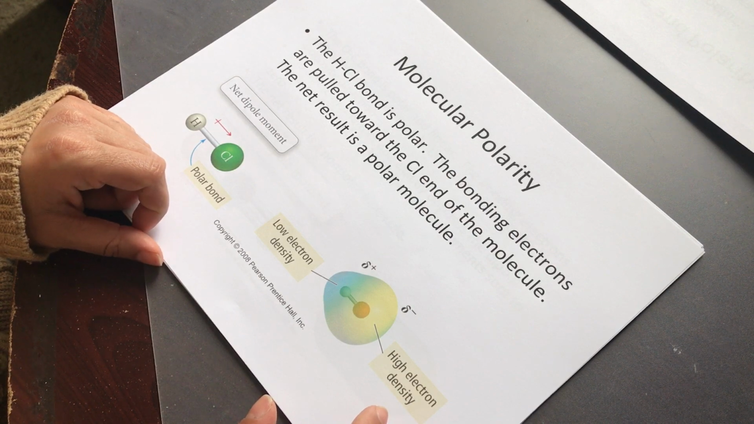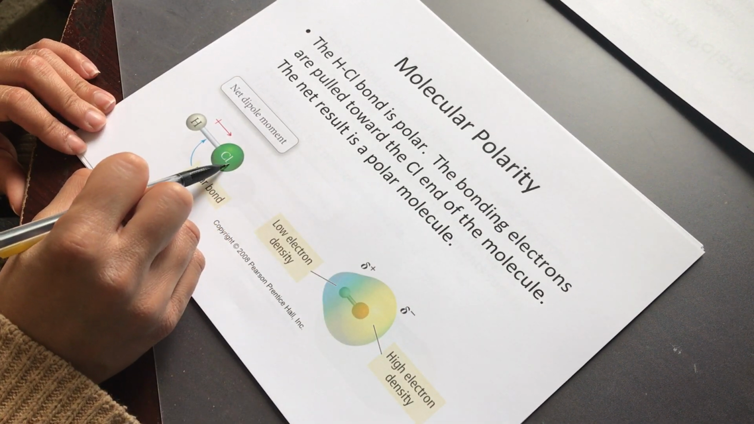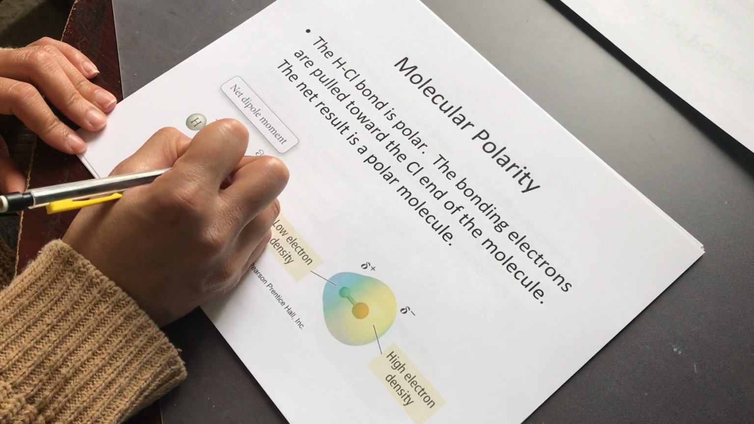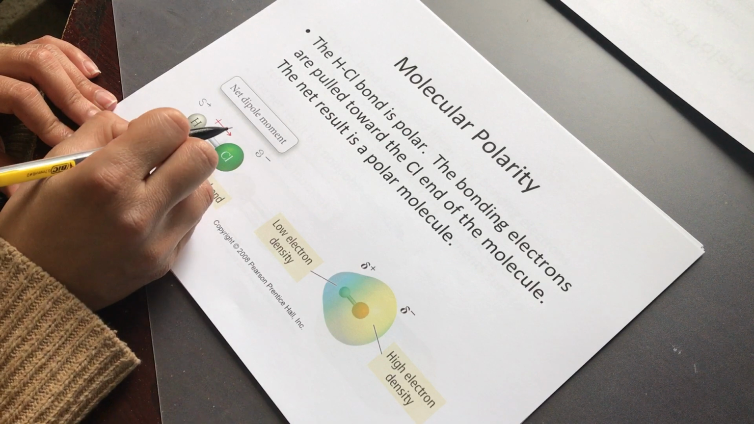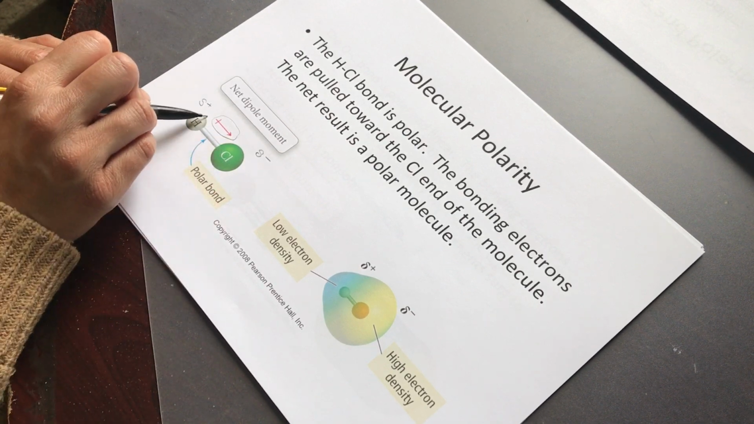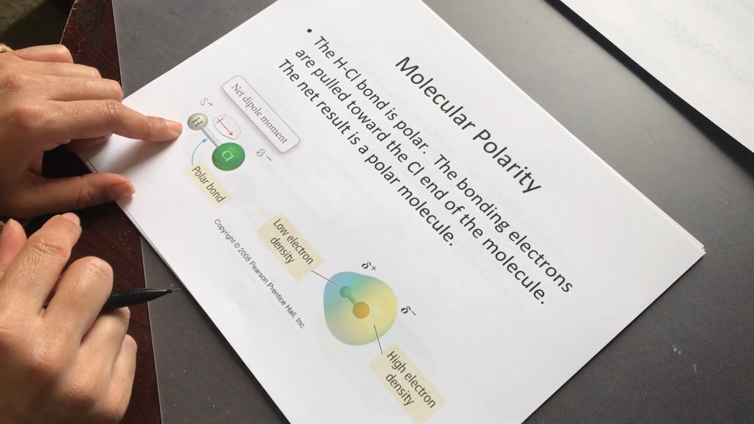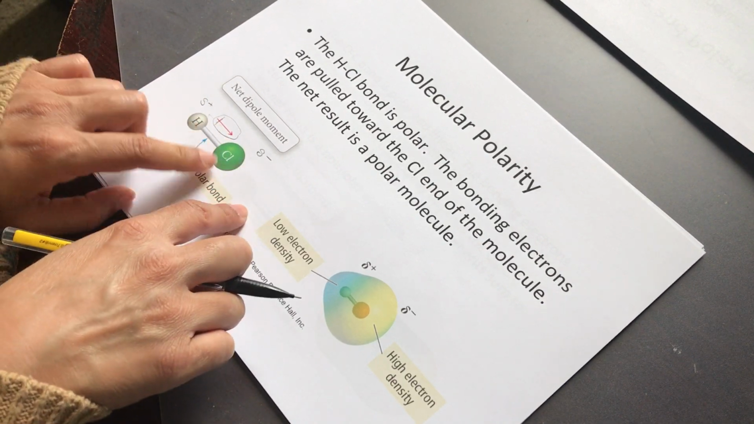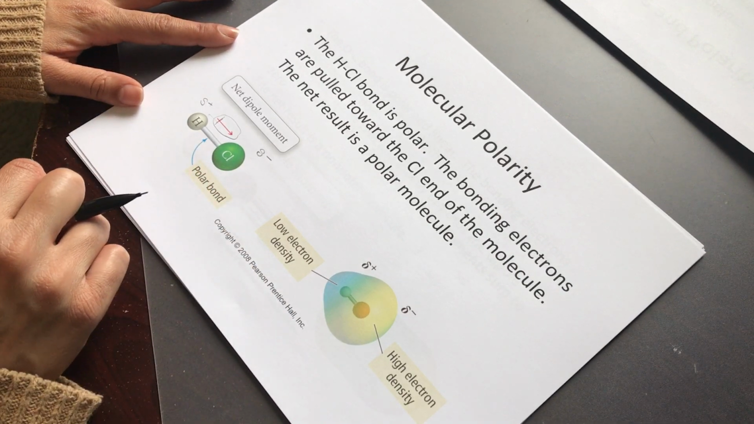The bonding electrons are pulled towards the chlorine since chlorine is more electronegative. That makes chlorine a partial negative charge and hydrogen a partial positive. We usually draw these dipole moments showing the arrows pointing towards chlorine with a little positive side towards the hydrogen, showing the hydrogen's more positive, chlorine's more negative because it's pulling the electron towards itself, making a polar bond.